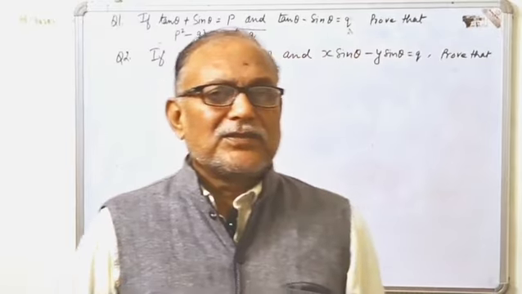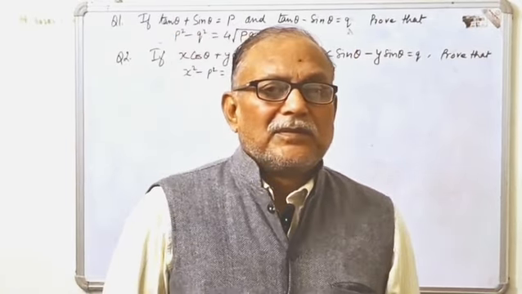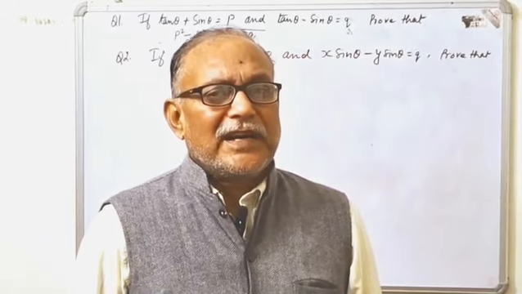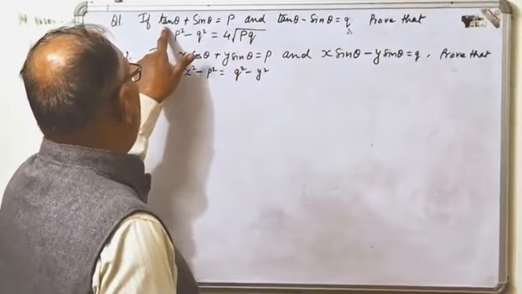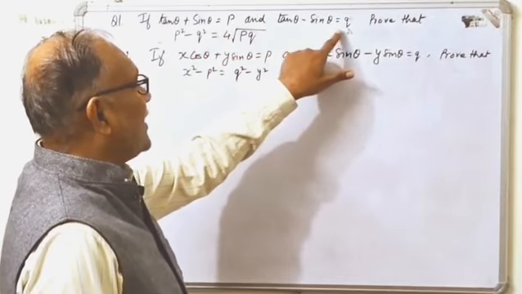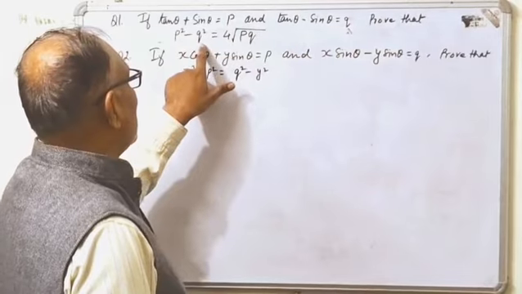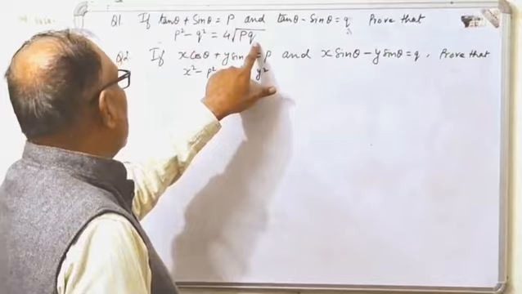Today we will discuss two trigonometric problems. These two problems are basically based on trigonometric identities. Now the first problem is, if tan theta plus sin theta equals P and tan theta minus sin theta equals Q, prove that P square minus Q square equals 4 under root P into Q.